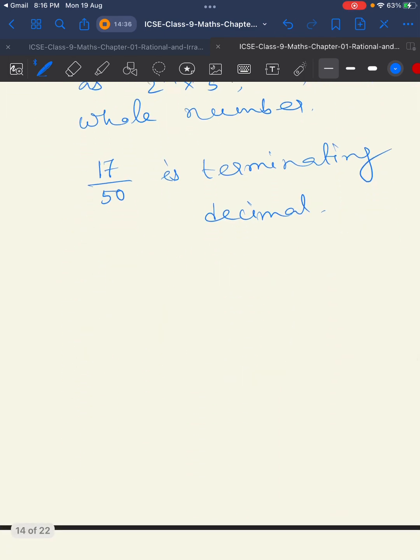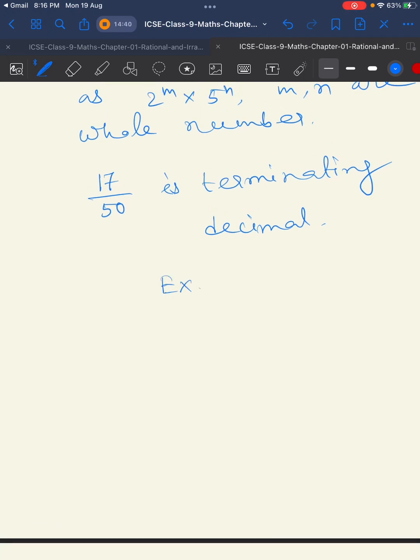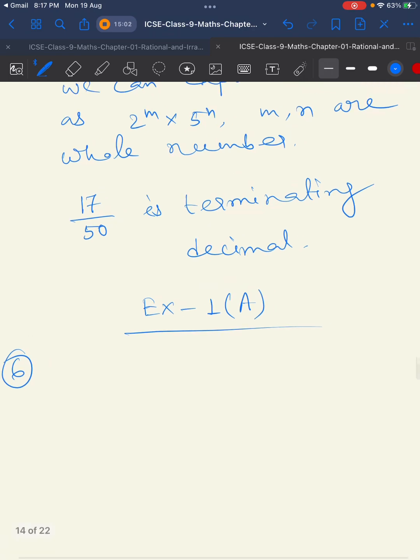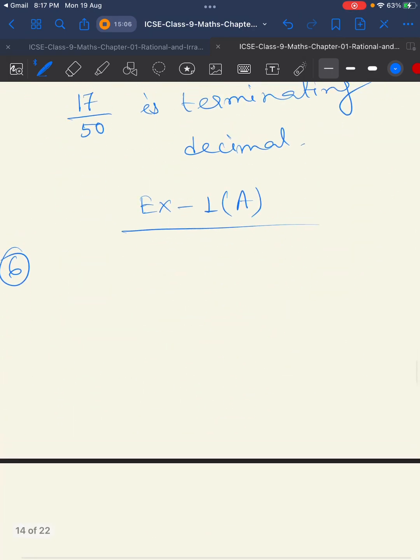Okay, now question number 6, exercise 1a. Here we will solve from question number 6. Without doing any actual division, find which of the following rational numbers have terminating decimal representation. Okay, now we apply this process.